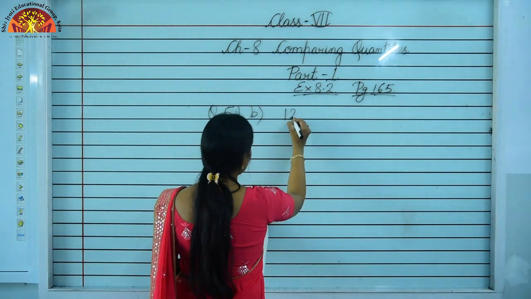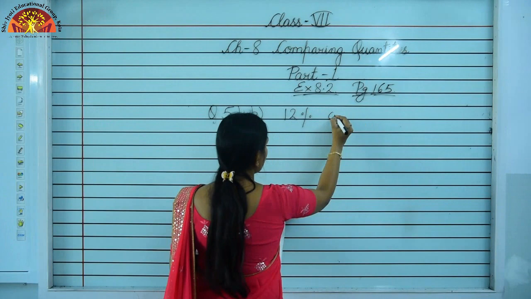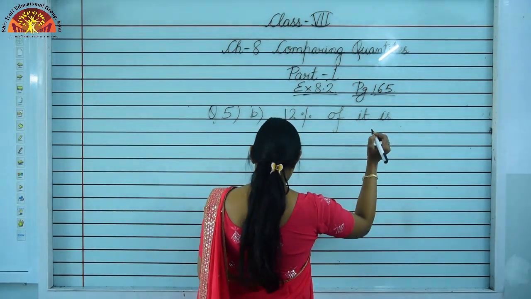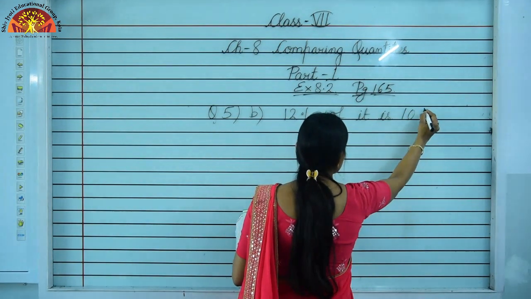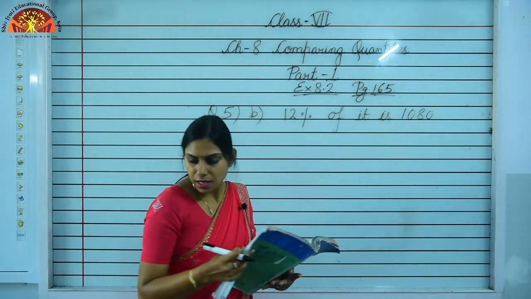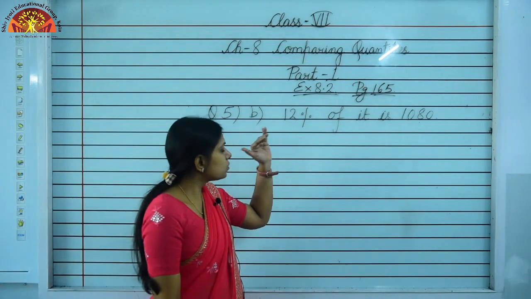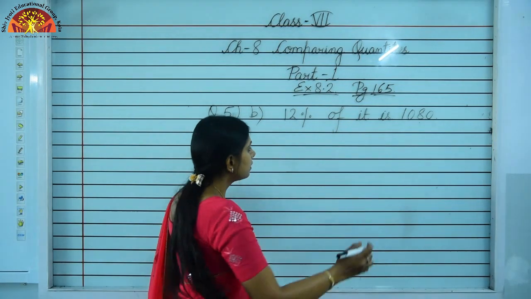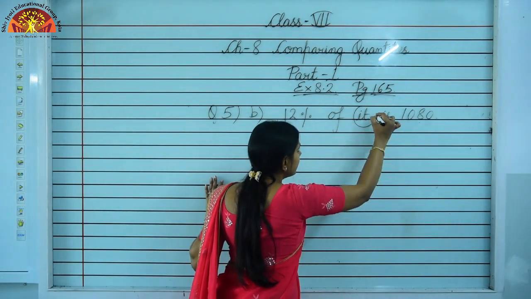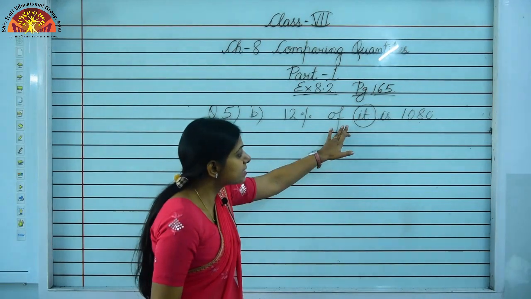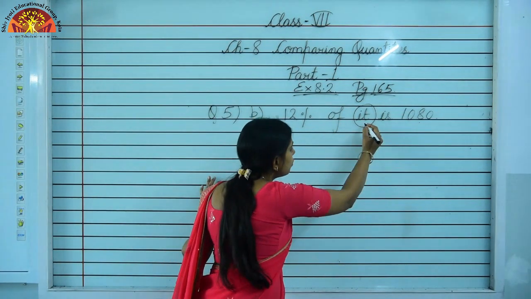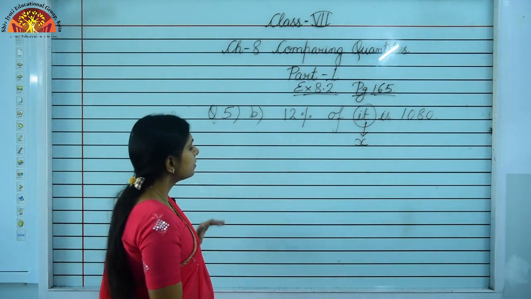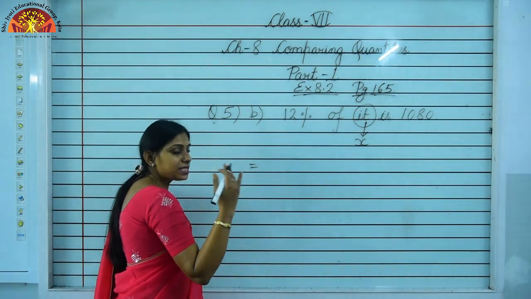क्या दे रखा है आपको? 12% of it is 1080. Okay. अब यहाँ पे unknown चीज़ क्या है? As you can see, children, if you are reading this question properly, यहाँ पे unknown चीज़ क्या है? It. That is, you have to just determine this it. तो इस it को हम क्या assume करेंगे? We will assume this it as x. Okay. So 12%. We will just move step wise.